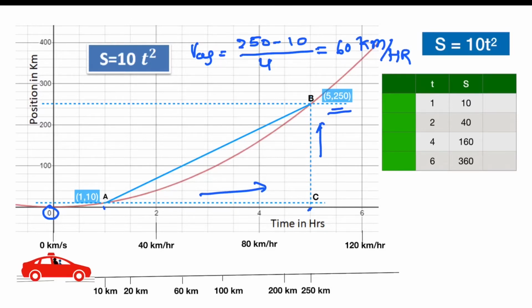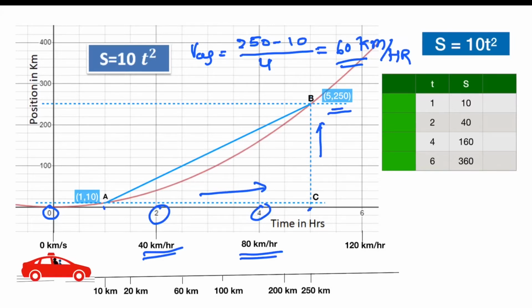Although the speed or velocity of the car at different times, for example at the time of 2 hours, is 40 km per hour. At the time of 4 hours, it's 80 km per hour. So this instantaneous speed is different from whatever average speed we are getting between points A and B.